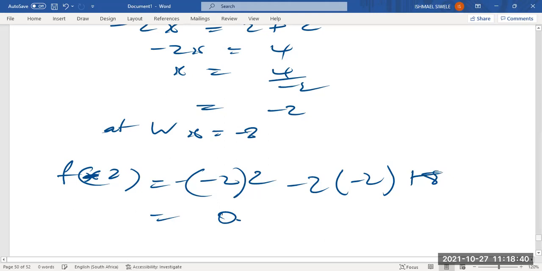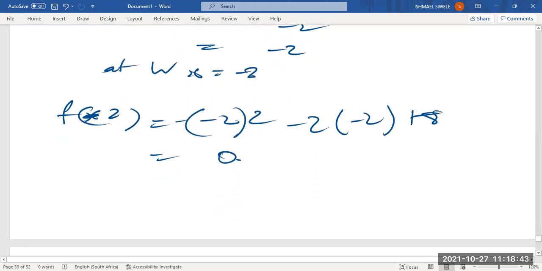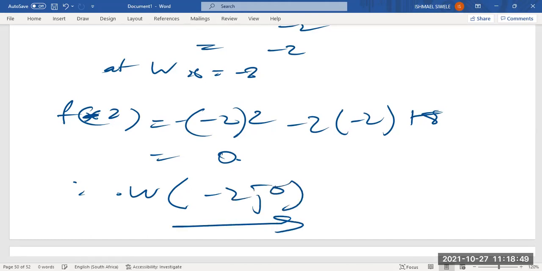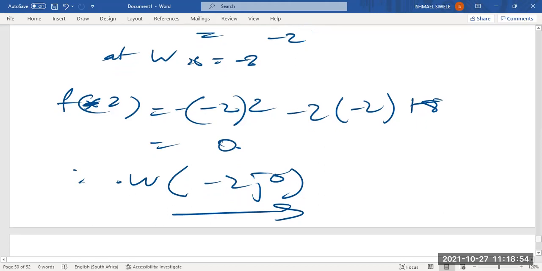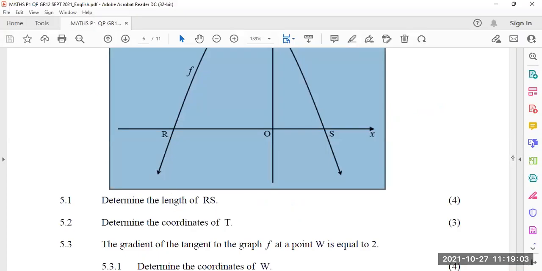So this is 0. It therefore means what? Therefore, W is negative 2 and 0. So you see, this is how you should go about solving exam questions. You just have to write everything that you know. That's the skill. Don't take shortcuts. Shortcuts are going to kill you.